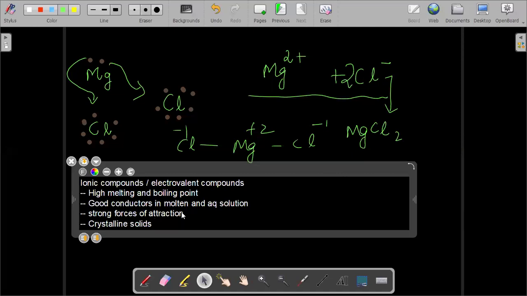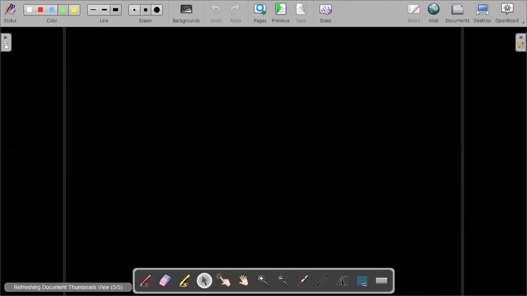Now the second method of bond formation. What do you think if carbon wants to form bonds with hydrogen? So how will carbon form bonds with hydrogen or oxygen?